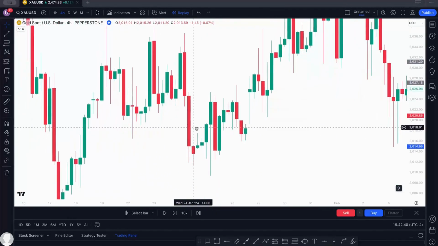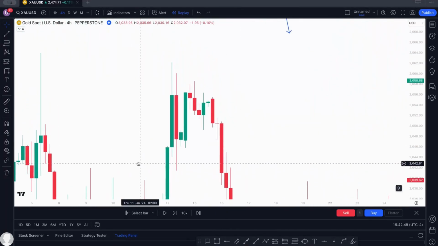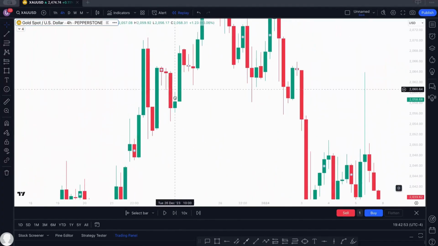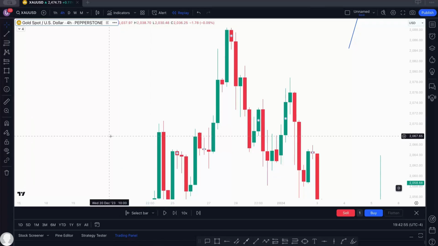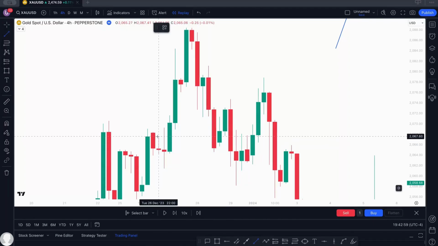Now, let me find a mitigation block for you. A mitigation block is very easy and is, I would say, very sweet to find. I want to find one that's very explanatory. Now, if you look at this scenario here, we had a break of structure around here. Let me pick one for you.